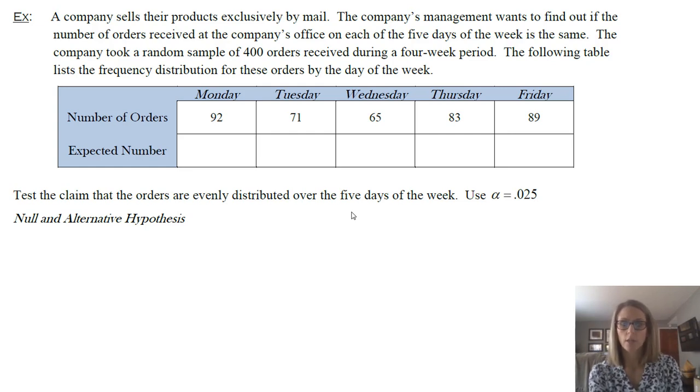So they take a look at the number of orders. So first thing you want to notice is that here should be observed. These are your observed values. And remember, this is a total of 400.